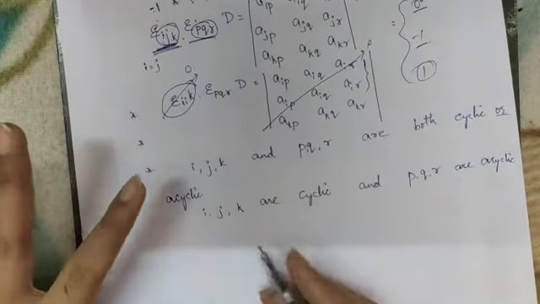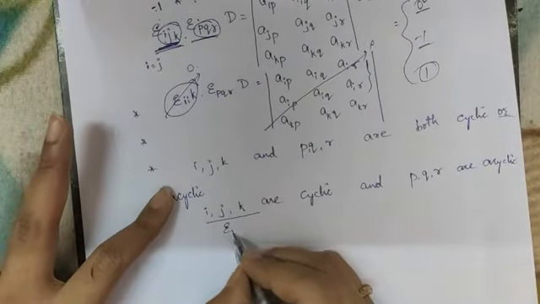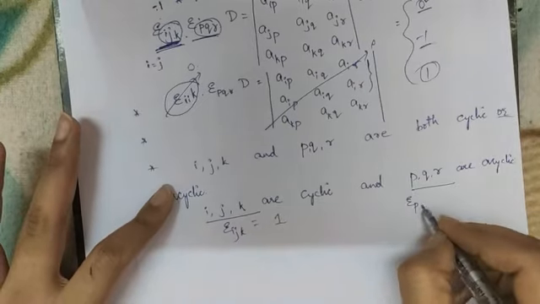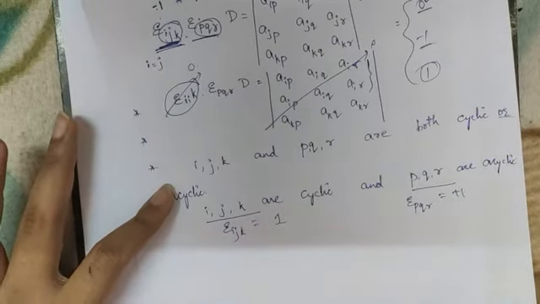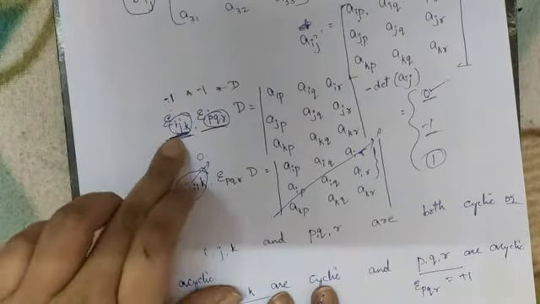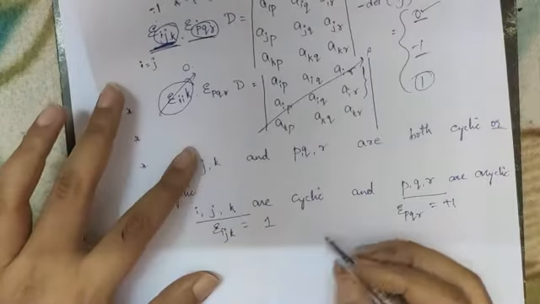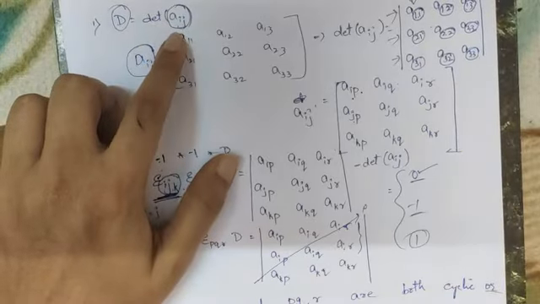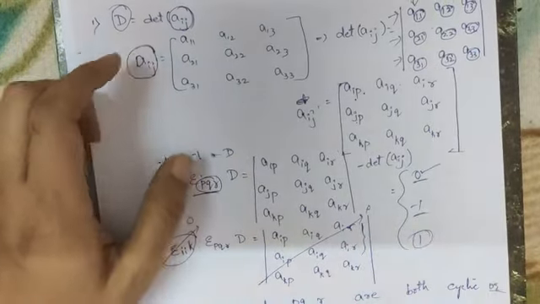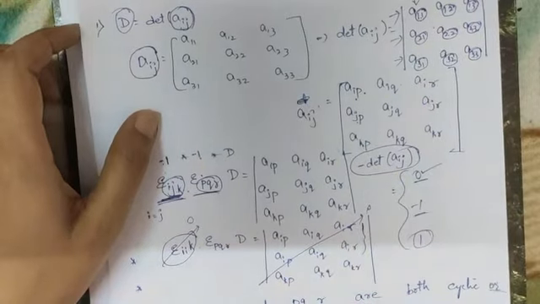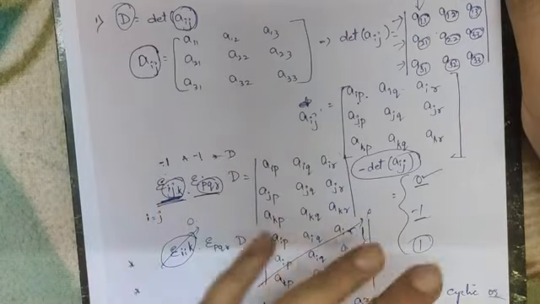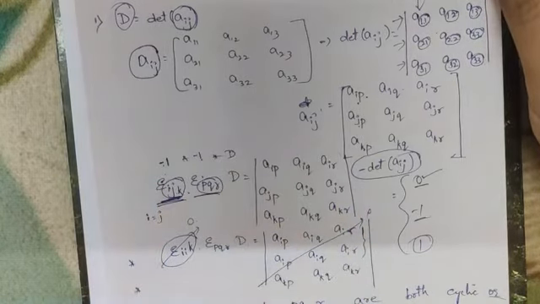Okay. So similarly, in the LHS part, what will happen? For epsilon ijk, the value is 1, and for epsilon PQR, the value is plus 1. So plus 1 into minus 1 into D is minus D. Minus D is nothing but minus determinant of Aij. In the RHS part, you will be having minus determinant of Aij. So we have verified the given equality in all 3 cases.